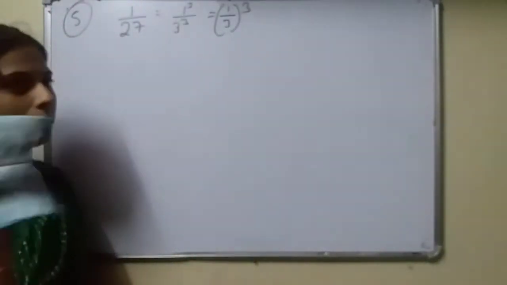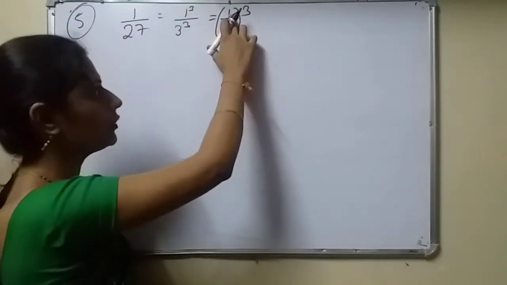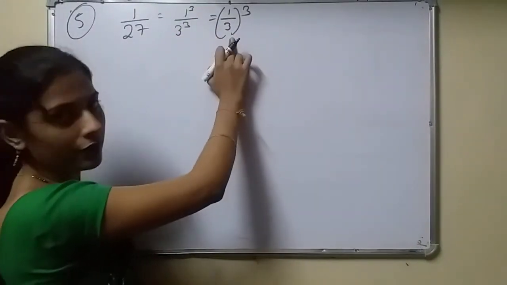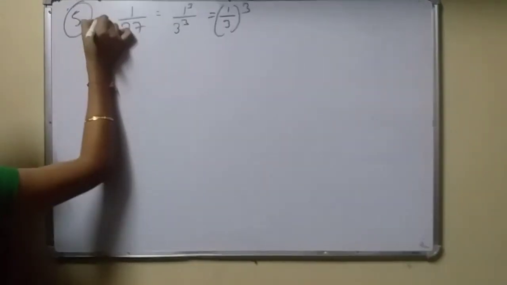It will remain the same. If you are taking the power of 3, 1 to the power of anything will remain the same, 1 only. If you are taking the power of 3, 3 means it will become 27. So it will change into power.